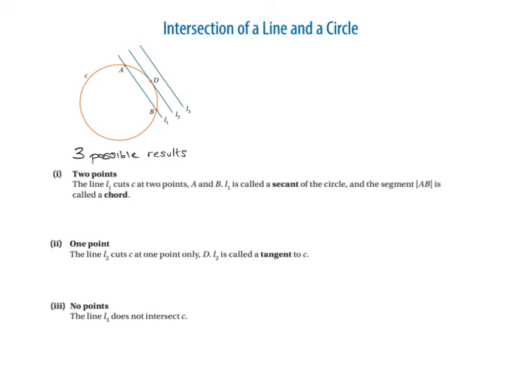Hi guys, in this video we're going to talk about the intersection of a line and a circle. When we have a circle and a line, there are three possible results. You can see here's a circle and here are three different lines.